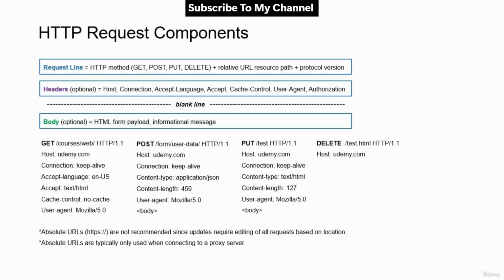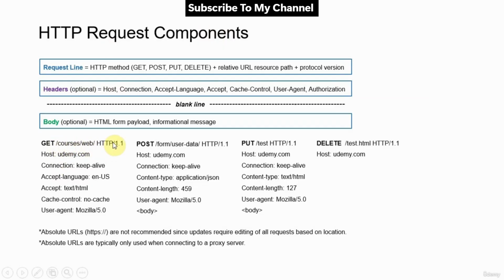Then the body is optional. HTML form payload is probably the best example, and informational messages. So I've got some examples here, right at the bottom. Got GET here and courses web. So when it's a relative path, a relative path doesn't include the HTTPS. It just includes the path that you add to the host name, basically, and you get the absolute path, but this is just the relative path, not including the domain name.